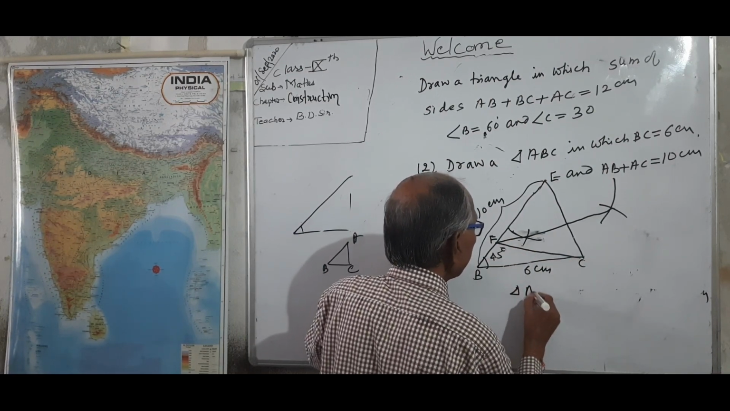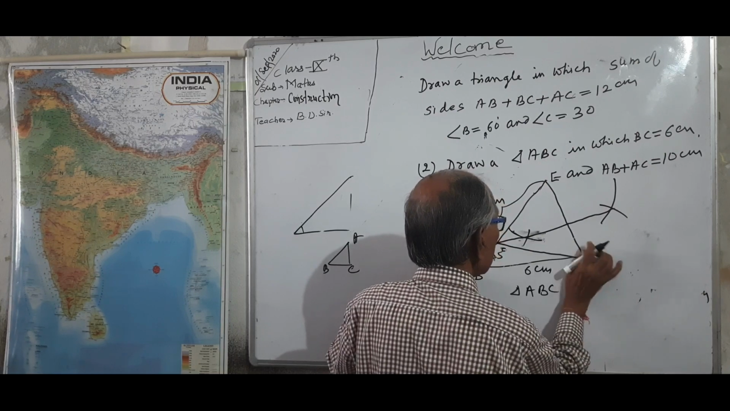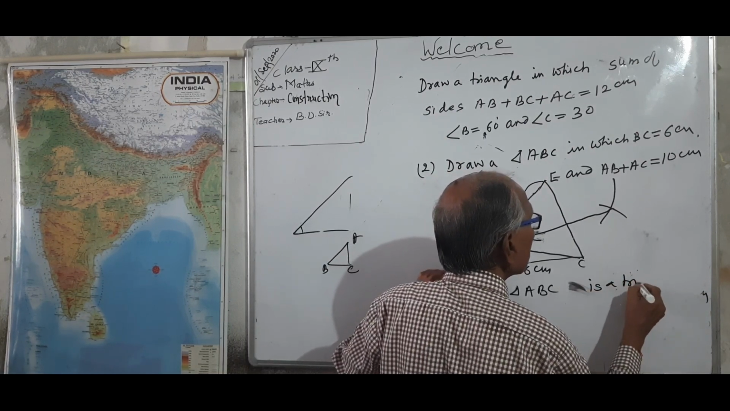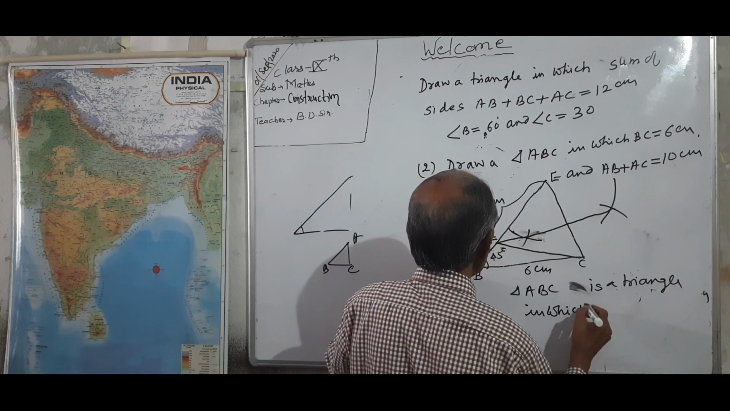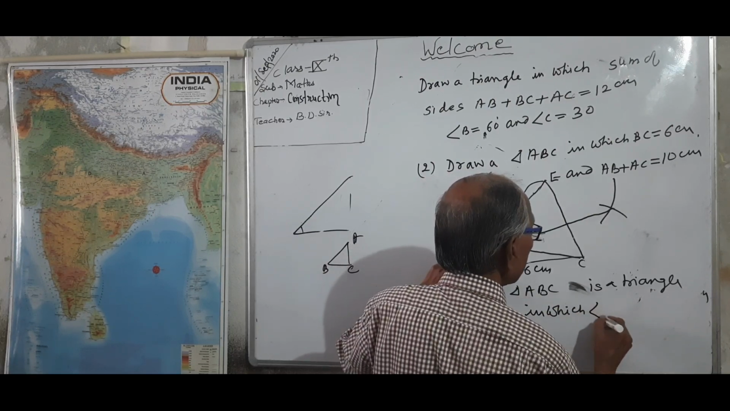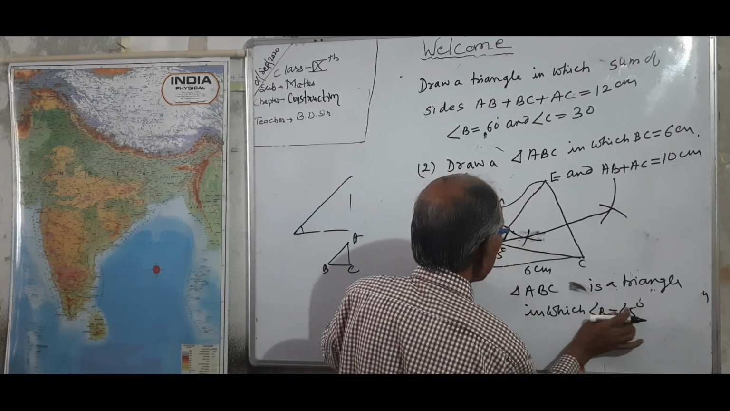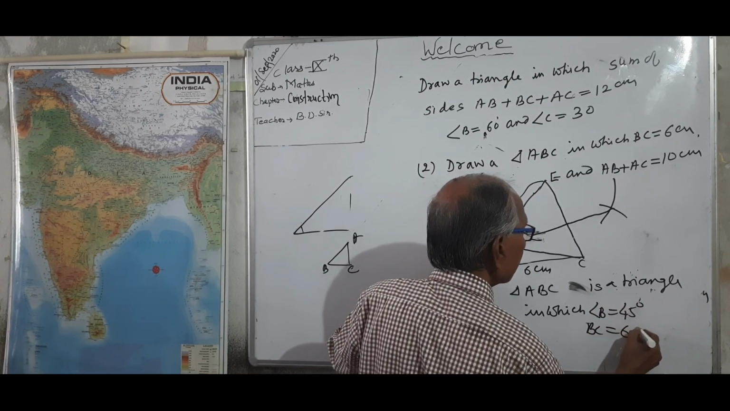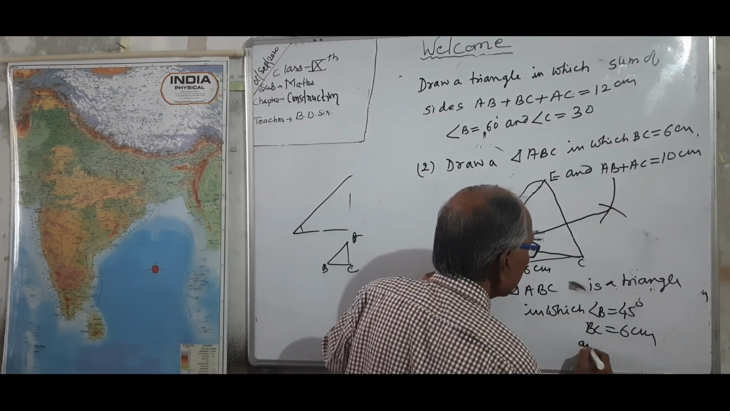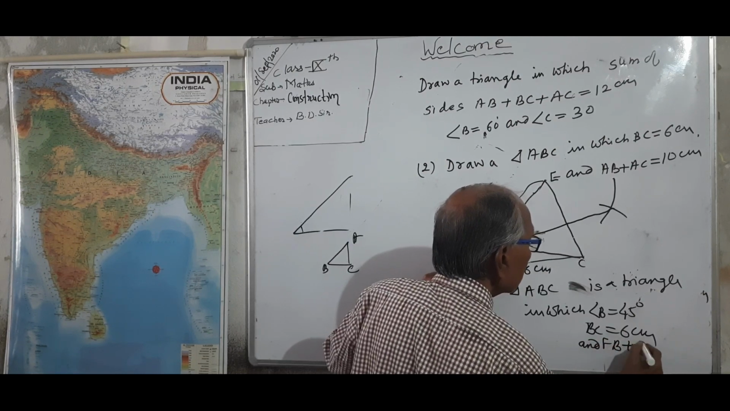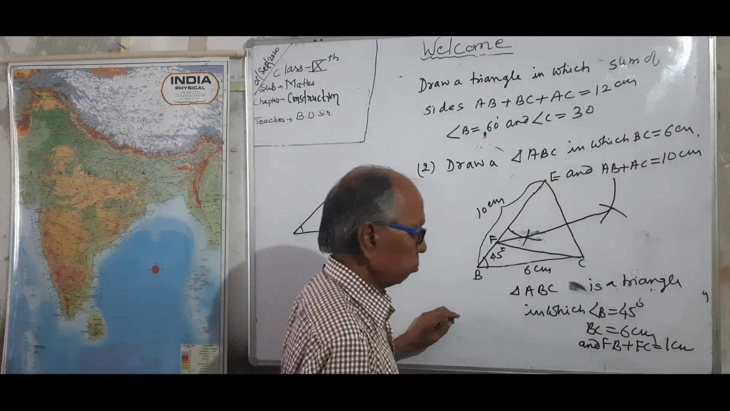So triangle ABC is the required triangle, a triangle in which angle B is equal to 45 degree, BC is equal to 6 cm, and FB plus FC is equal to 10 centimeter. We can prove that, right?